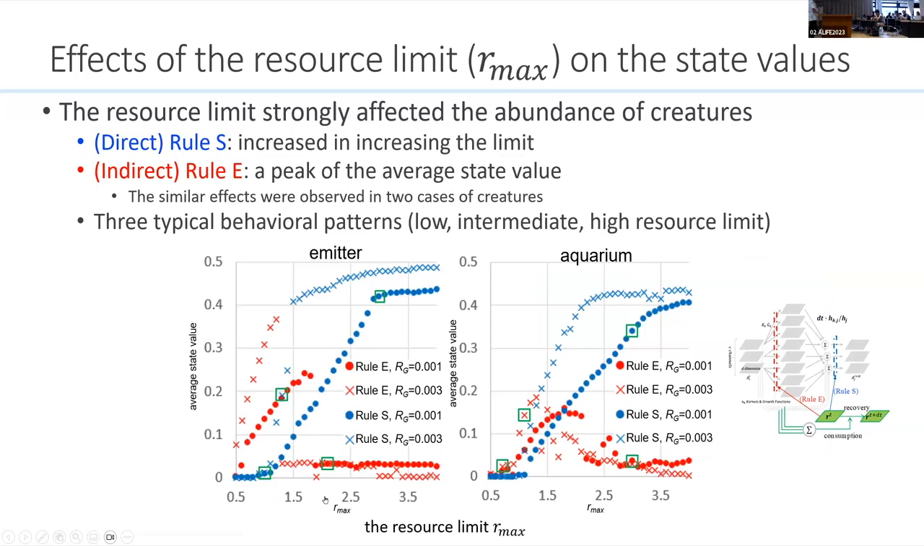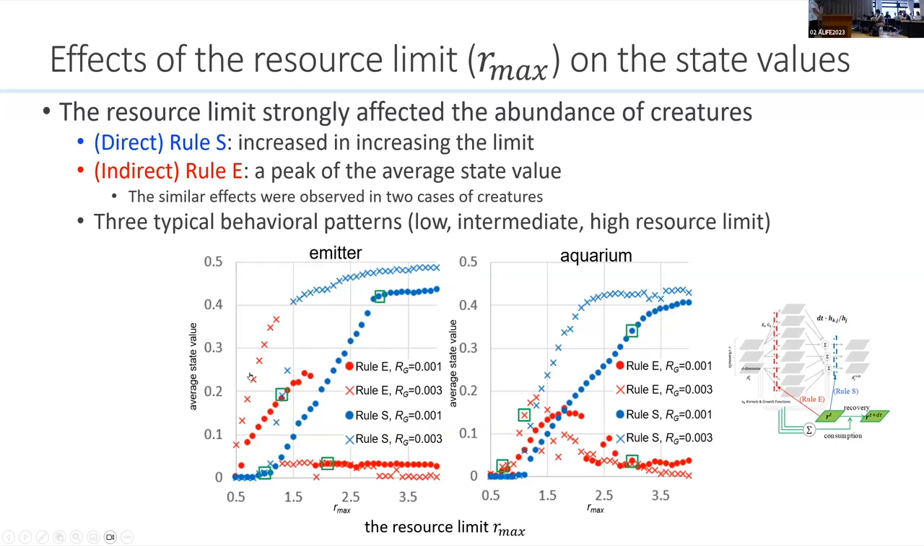The x-axis is Rmax, the resource limit, and the y-axis is average state value. The blue symbol corresponds to the direct effects case, and the red corresponds to the indirect effects case. And this is a case of emitter and aquarium. If you look at the blue symbols, as Rmax increases, average state value monotonously increases. This means the direct effects of the resource on the creatures. So a high amount of resource brings about a higher amount of state values.